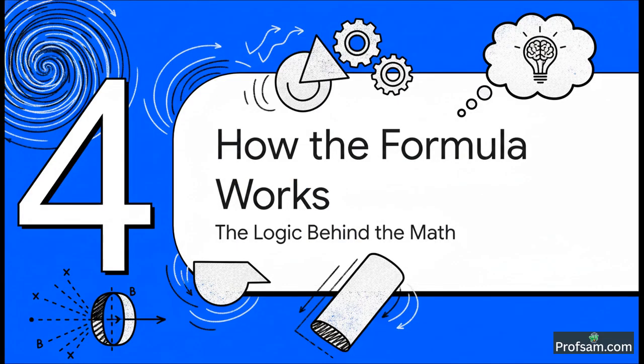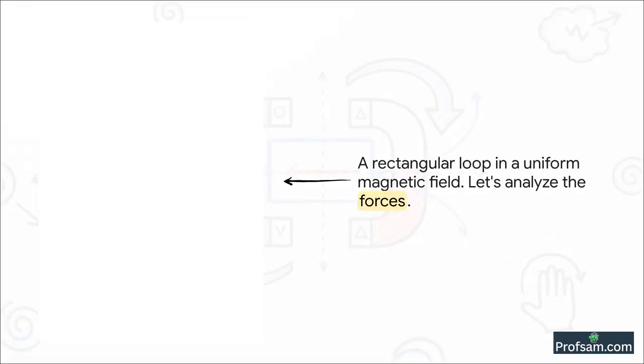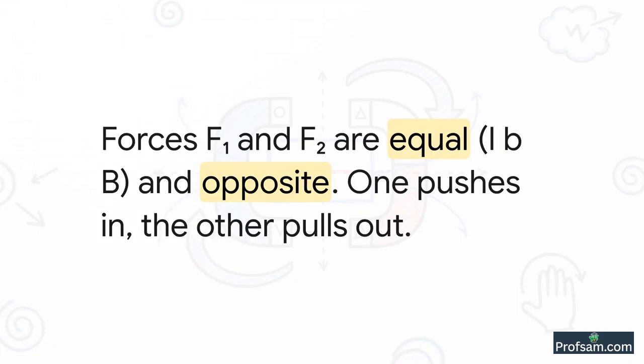But just memorizing the formula is not enough, right? We really need to understand where it comes from. So let's quickly derive it. It's actually based on very simple logic. So just imagine we have this rectangular loop placed in a uniform magnetic field. There's a current I flowing through it. Now, to understand the torque, we need to analyze the magnetic force that's acting on each of the four arms of this loop.